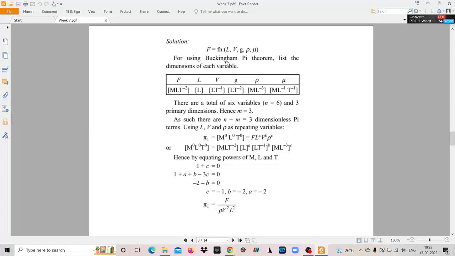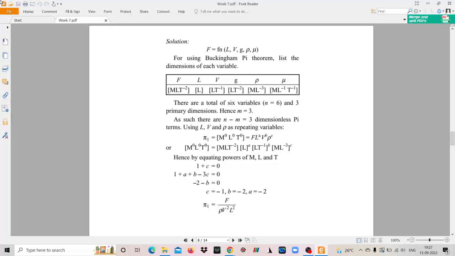Now, we can also attempt this problem by following Rayleigh's method, but we have already seen that since the number of variables is quite large here, Rayleigh's method is not at all a suitable method of choice for this problem. So, we will follow Buckingham pi theorem. Just at the beginning of today's session, we have seen, what does Buckingham pi theorem state?